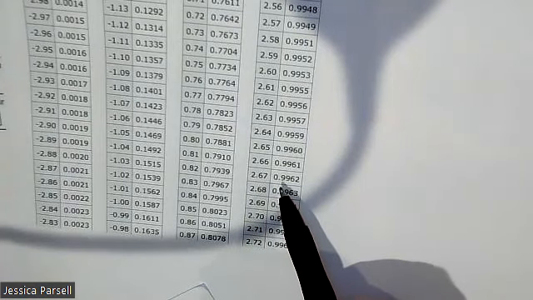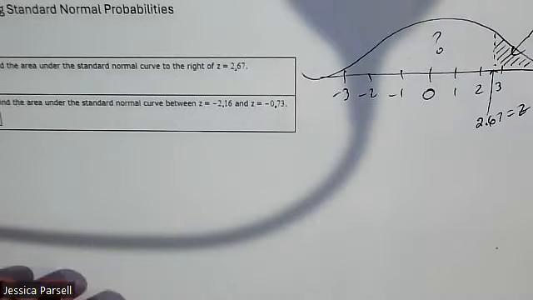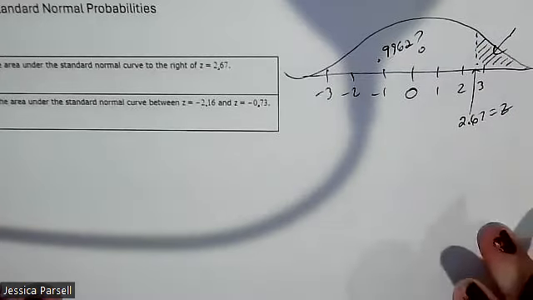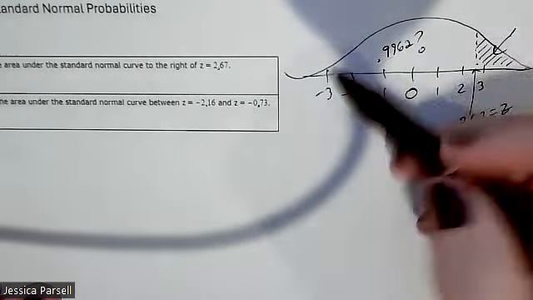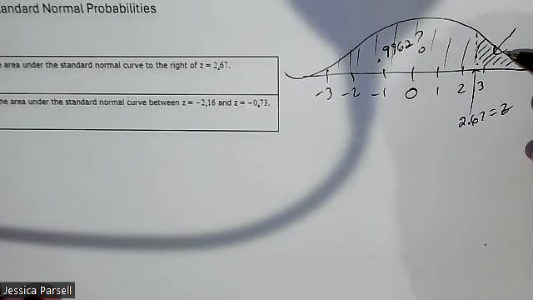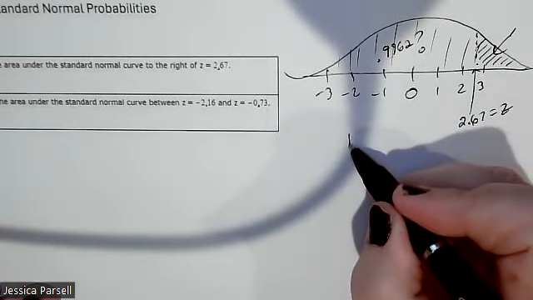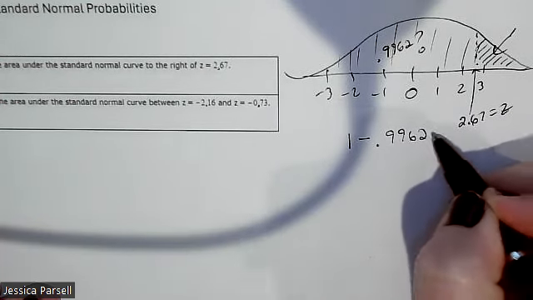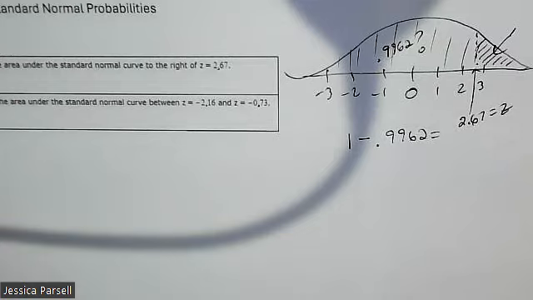So I'm going to go through my area charts, look for 2.67. Okay, so the area is 0.9962. That's this piece right here, 0.9962. And that makes sense. That's almost 99%, right? That's all of this up to there. Well, we want to know what this piece is, and we know this is 100%, or 1. So we could take 1 area under the curve, subtract out that piece there, and that's going to tell us what that little tiny chunk is.